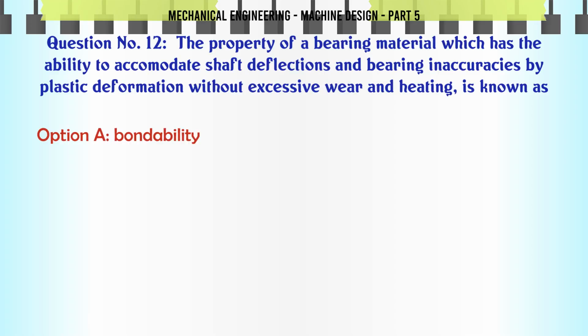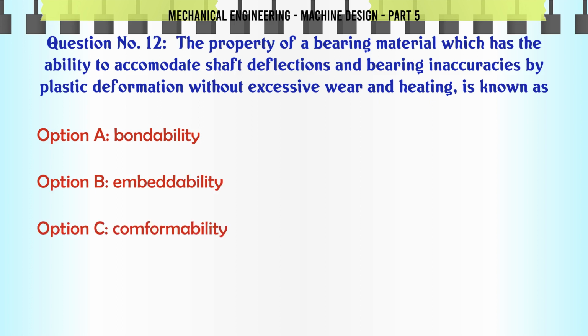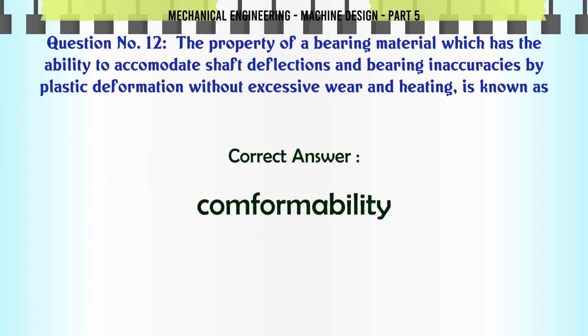The property of a bearing material which has the ability to accommodate shaft deflections and bearing inaccuracies by plastic deformation without excessive wear and heating is known as A. bondability, B. embeddability, C. conformability, D. fatigue strength. The correct answer is conformability.